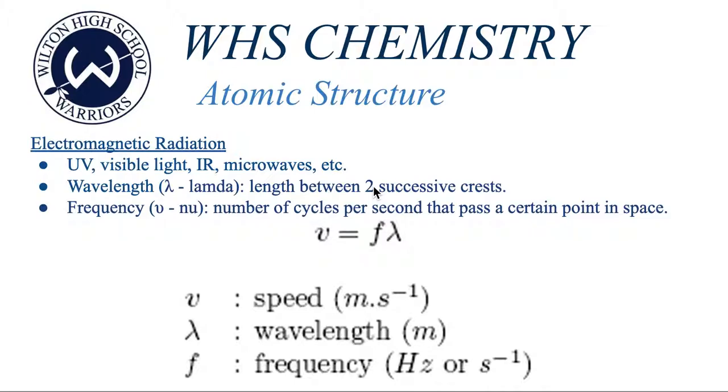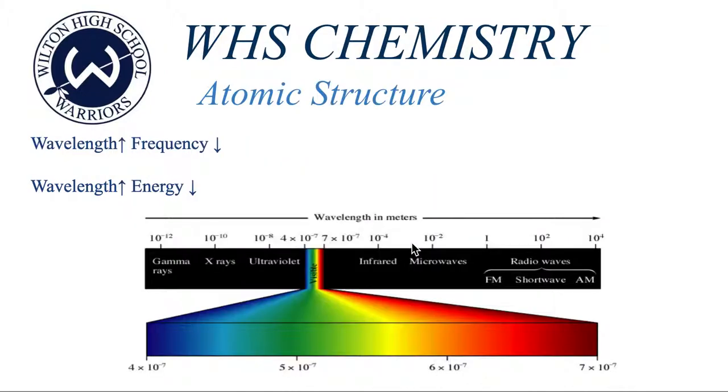There's a few others. So wavelength is represented by this symbol here called lambda, and it means the length between two successive crests. So you don't really need to know that, but essentially it determines what category it falls into. And frequency is this symbol here, and it's the number of cycles per second that passes a certain point in space. So that also has to do with this equation here. So the speed is equal to the frequency times the wavelength. So we're going to get a little bit more into frequency down here.